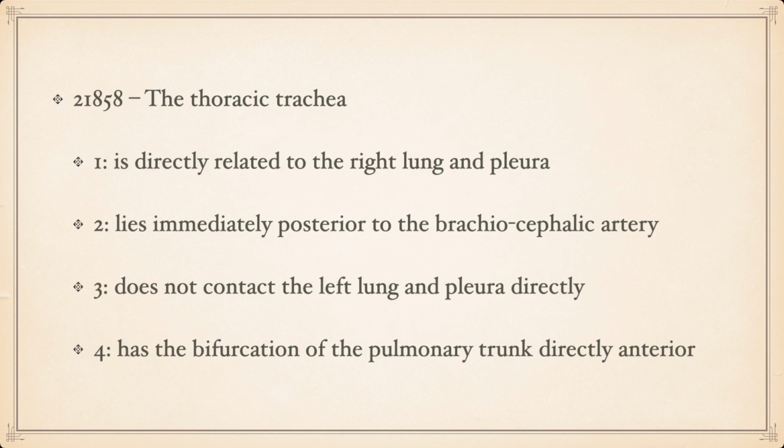Another type X: the thoracic trachea is directly related to the right lung and pleura, lies immediately posterior to the brachiocephalic artery, does not contact the left lung and pleura directly, and has the bifurcation of the pulmonary trunk directly anterior.